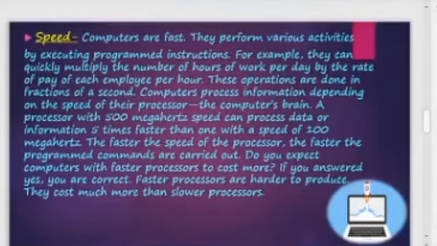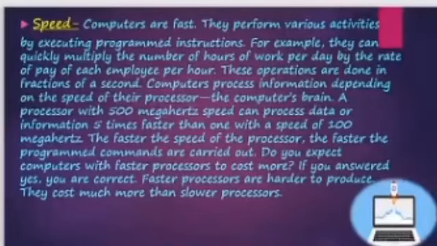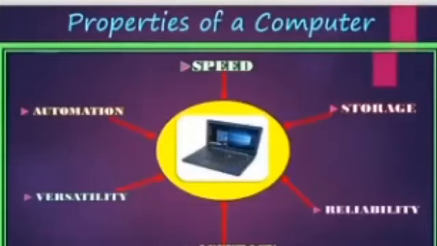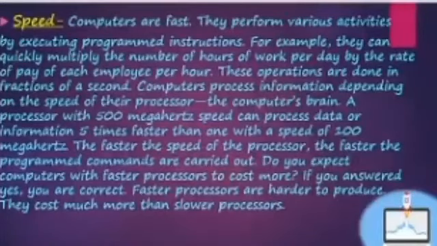Computers process information depending on the speed of their processor, the computer's brain. A processor with 500 MHz speed can process data or information 5 times faster than one with a speed of 100 MHz. The faster the speed of the processor, the faster the program commands are carried out.